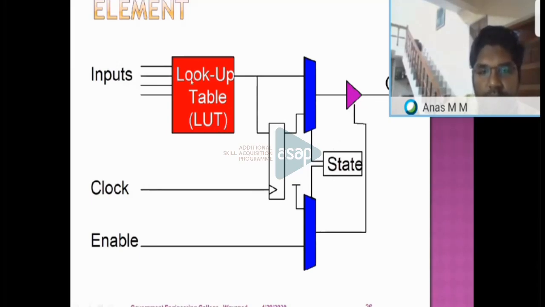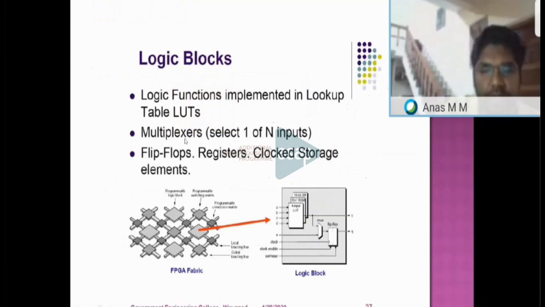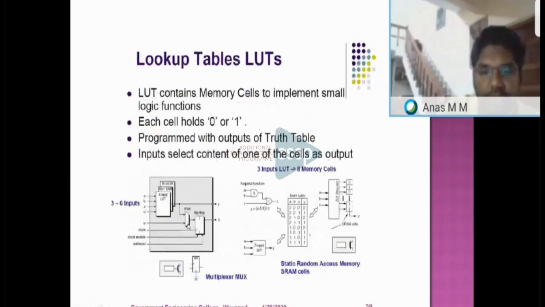The purpose of the lookup table is to create Boolean expressions. Depending on our need, we can create different types of Boolean expressions using the lookup table. And we can also make the circuit sequential using a clock. All FPGAs are manufactured with a global clock. So using a global clock, we can create a sequential circuit with an FPGA. So this is a CLB, configurable logic block or logic element. This is the structure. We are using a multiplexer, flip-flop, and lookup table. So various functions are implemented inside the lookup table.